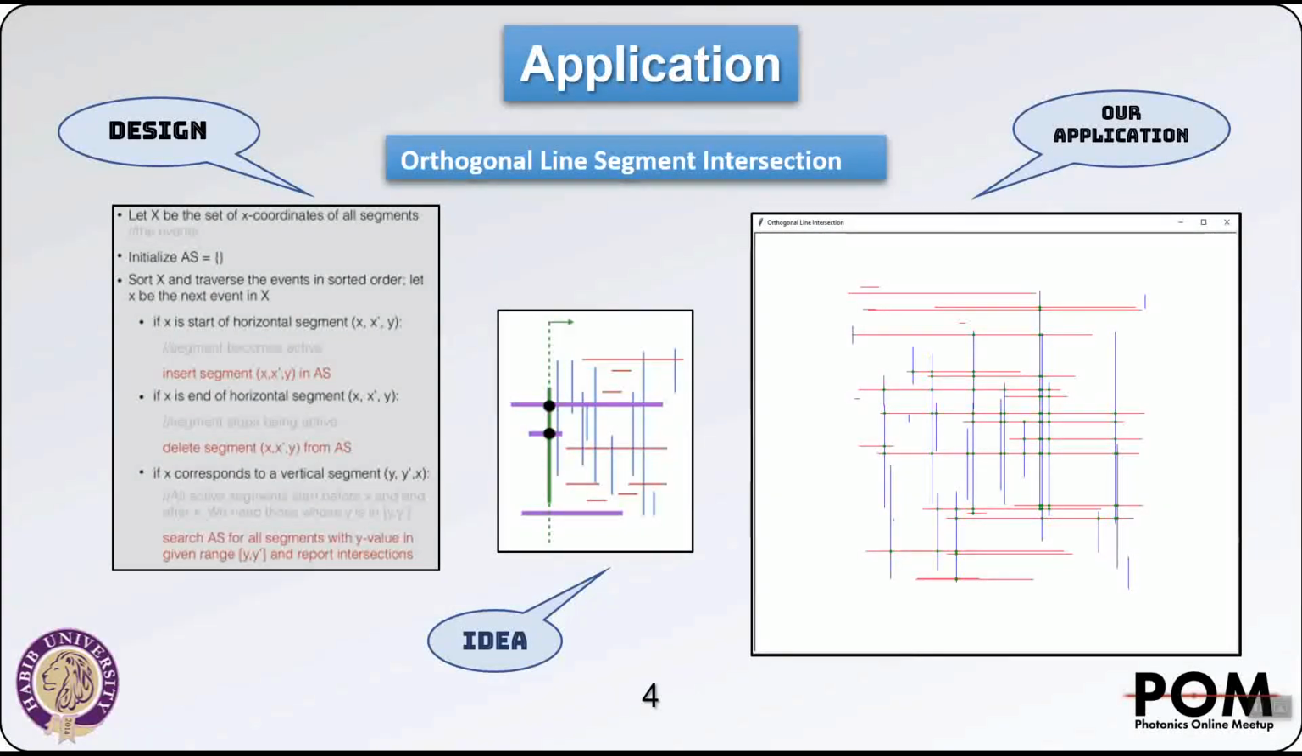I'm going to talk about our application. The problem we are trying to solve is orthogonal line segment intersection, which is performed using a technique known as line sweeping. Buffer trees, due to their design, are used to solve dynamic batch problems efficiently. Line sweeping is one such problem. The idea is to find all intersection points between the lines that are being rendered onto the screen.